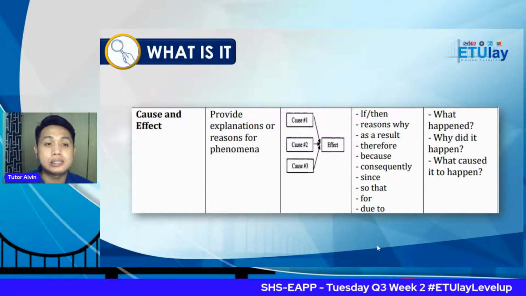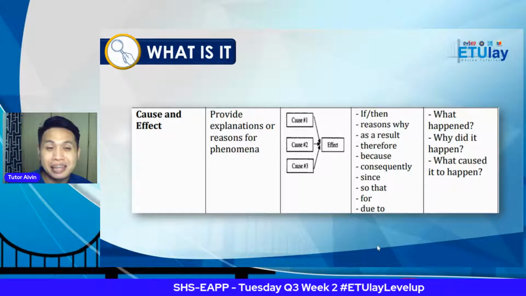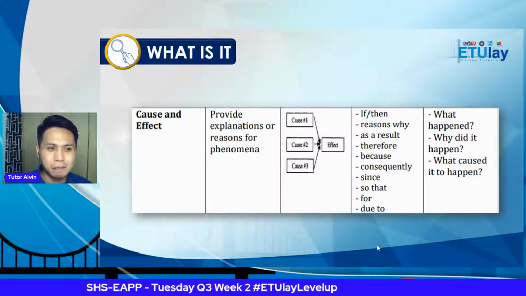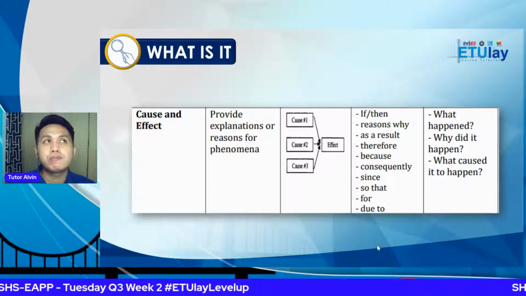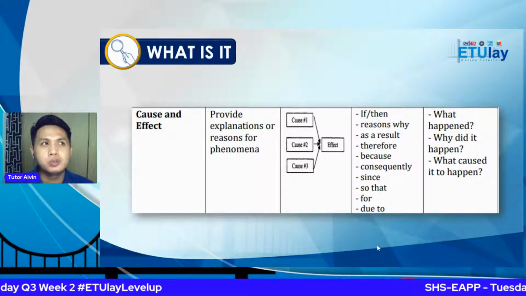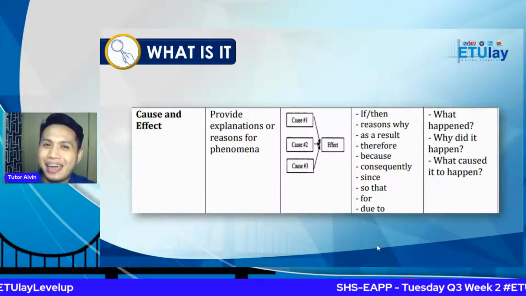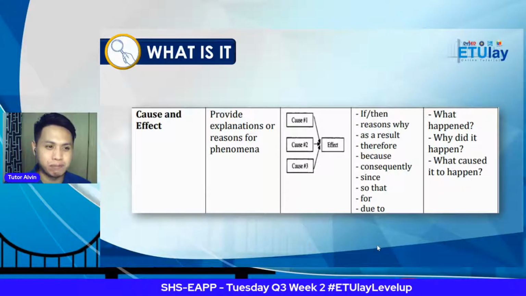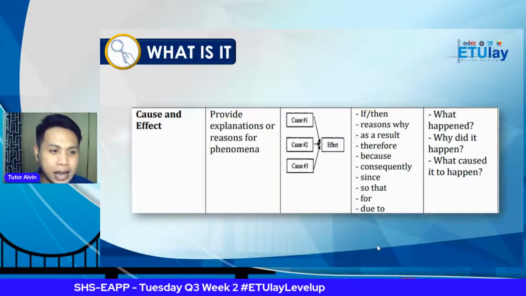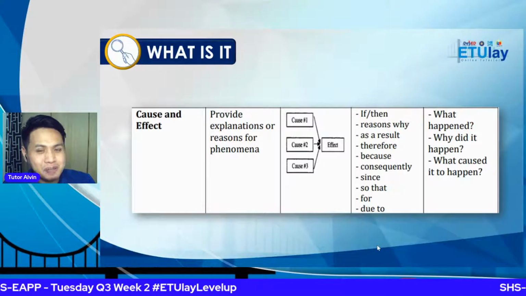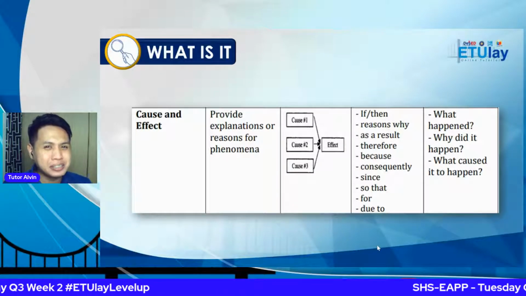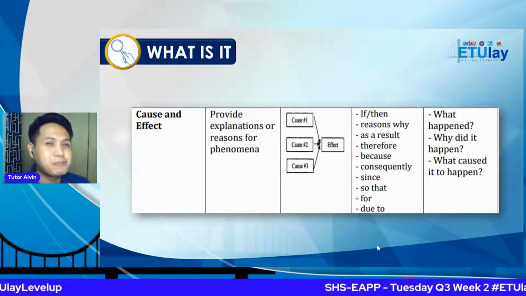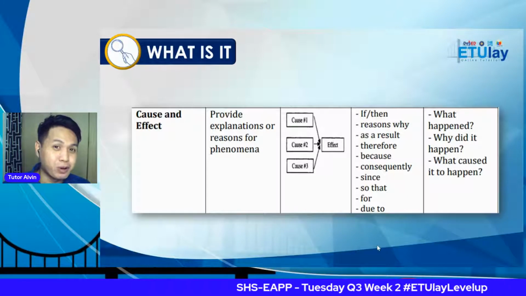Now let's look for the signal words. If and then. Example, if I am going to study my lesson, then I will pass the exam. So that shows cause and effect, or reasons why. As a result, right? I will study my lesson. As a result, I will pass the exam. Therefore, right?